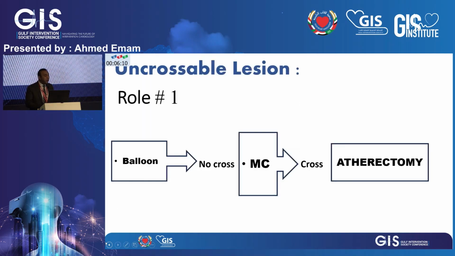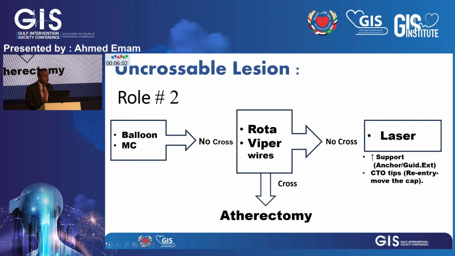So here is rule number 1 for uncrossable lesions. If you couldn't cross with the balloon, but you could cross with the microcatheter, go ahead with atherectomy. Rule number 2, if you couldn't cross with both balloon and microcatheter, try to go with a rota or fiber wire; if you can cross, that's fine, go ahead with atherectomy. If you couldn't cross, use laser if it's available. If it's not, you can try to increase support with an anchoring balloon or guide extension, or if you have CTO skills, you can try to use re-entry or even the move-the-cap technique, Carlino technique, or whatever.